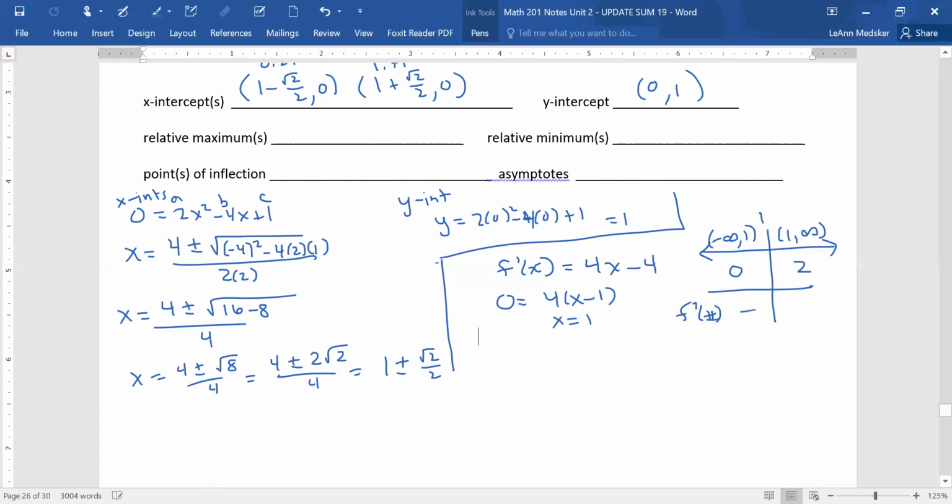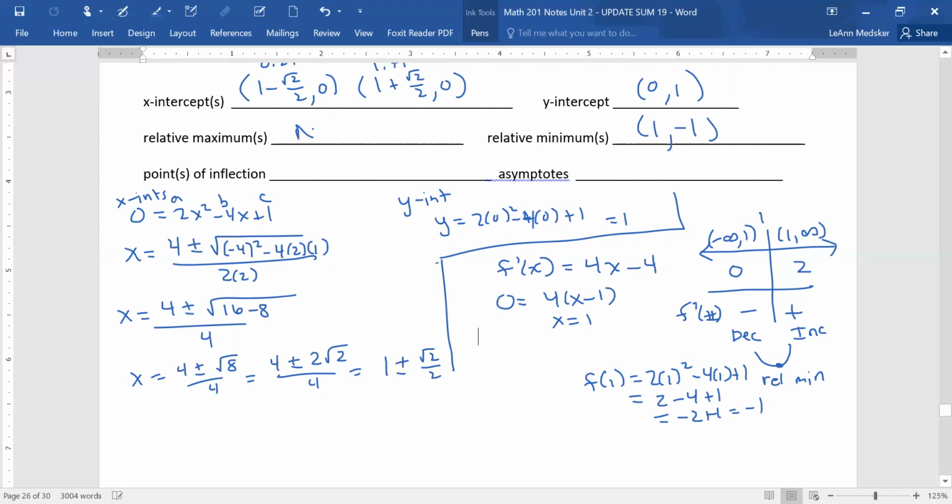If I plug in 0, I get a negative 4. If I plug in 2, I get a positive 4. So this is a decreasing region, and this is an increasing region, and this means that this would be a relative min. So I have a relative min at 1, comma, I don't know the y value yet. So I have to plug it into the original function. So f of 1 is going to be 2 times 1 squared minus 4 times 1 plus 1. Always go back to the original function when looking for your ordered pairs, because that is where the ordered pairs come from. So this is negative 1. So (1, negative 1).